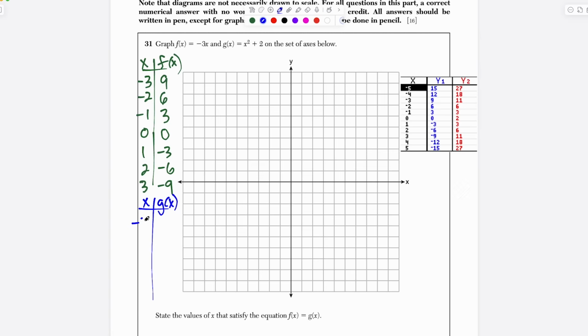So we have -2, 6, and we have -1, 3, and then we have 0, 2, and then we have 1, 3, and 2, 6. Okay, so these are the points that we're going to plot.